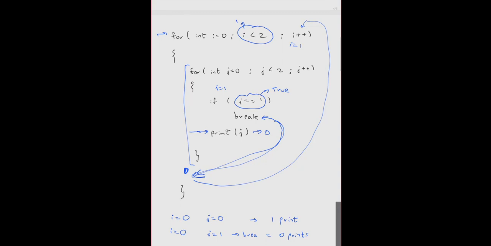It's a little complex, okay. Yes, sir, got it. So I 1, J 0, 1 print. I 1, J 1, break, so 0 prints. So that's how we got the 2 prints. Everyone understood? It's important that you understand how the output came. Don't just match your output. Understand how it's coming.